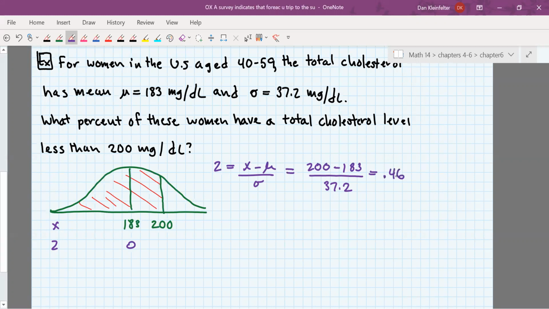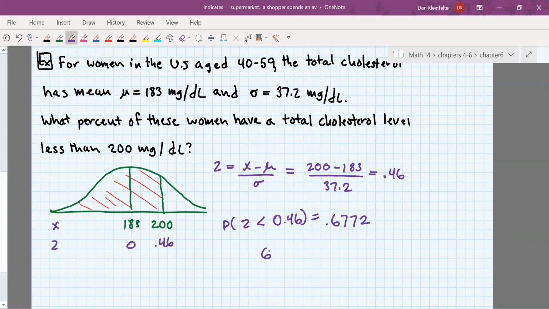For z values, you can always round those to just 2 decimal places, because that's all that there is in the z table anyways, is the hundredths place. So then the probability that z will be less than 0.46 using our positive table is 0.6772.